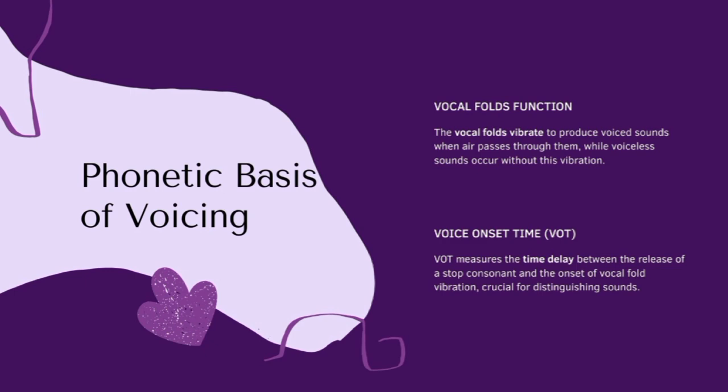Secondly, we look at the voice onset time, or VOT. VOT refers to the time interval between the release of a stop consonant and the onset of vocal fold vibration. This measure is particularly important in distinguishing between voiced and voiceless stop consonants, such as the difference between B and P. Vocal fold vibration and VOT provide the essential phonetic foundation for understanding voicing contrast in human speech.